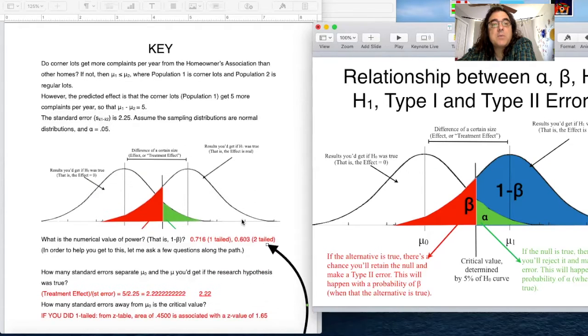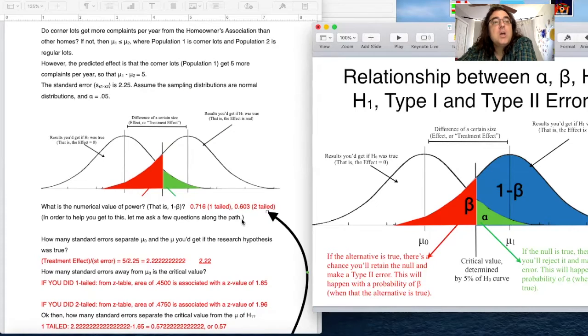Okay, at this point, we'll be moving on to page 2. And here's the setup. Do corner lots get more complaints per year from the homeowners association than other homes? If that is not the case, so what I'm doing here is giving you all the possibilities that are not a part of the alternative hypothesis, then mu sub 1, the corner lot population, would be less than or equal to mu sub 2, the overall population.